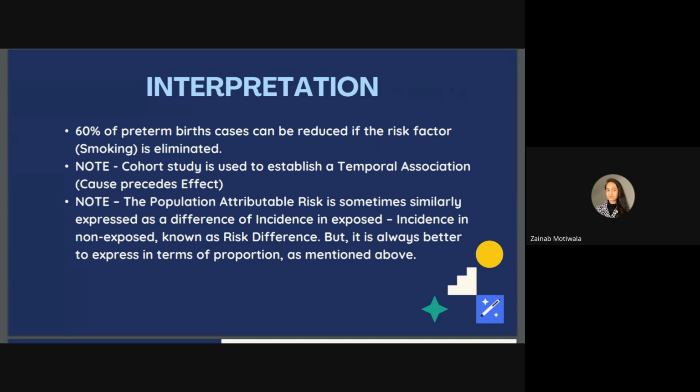And then, as we already know, cohort study design always establishes a temporal association because we're going from cause to effect. And another very quick note here is that population attributable risk can also be calculated as the incidence in exposed minus the incidence in not exposed. And this would be a risk difference. Although the way we were doing it in terms of proportions is much better, this is also another way it can be calculated, that is the risk difference.